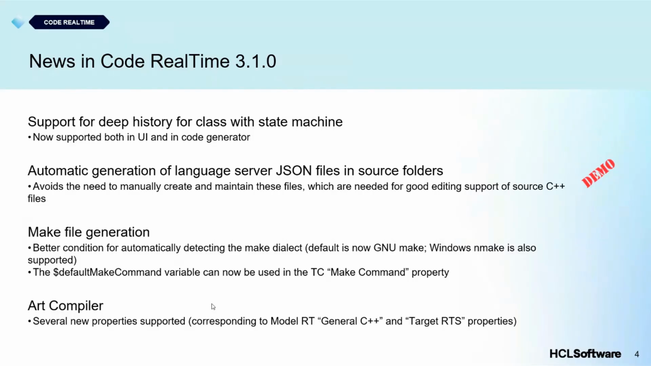And Art Compiler also saw many improvements, except for bug fixes. There were two more properties supported, which correspond to properties that you in Model RealTime find under the C++ or general C++ and target RTS property pages.